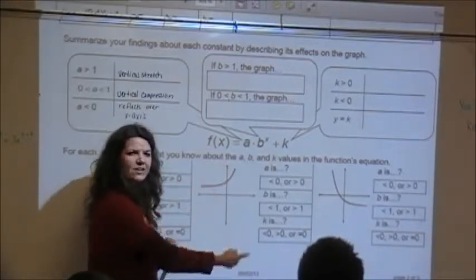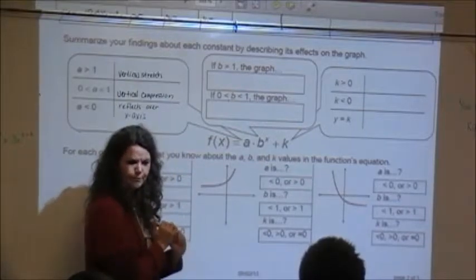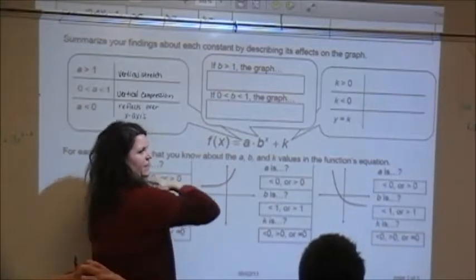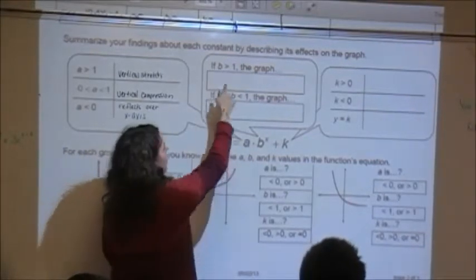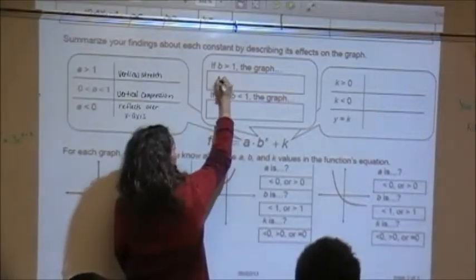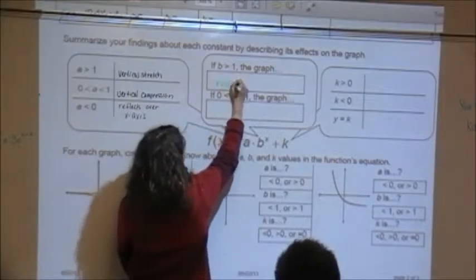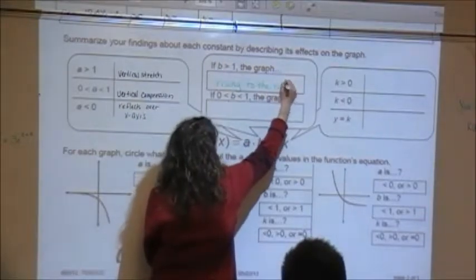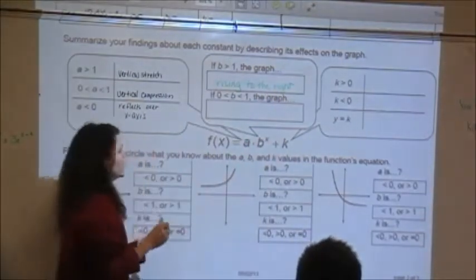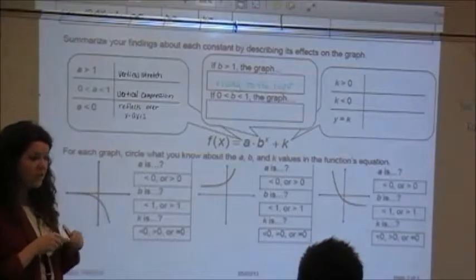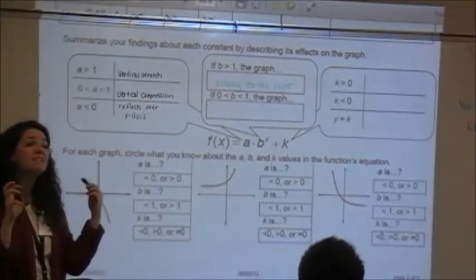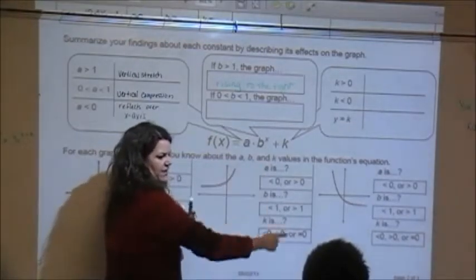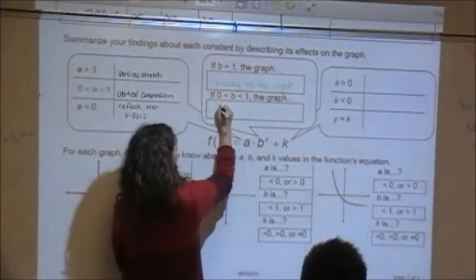Now if it's increasing on a table, what does that look like on a graph? It looks like this, right? Rising to the right. If it's linear, it'll be going straight up. So that's all that this means. If b is greater than 1, the graph is rising to the right. We talked about this part also on that Friday. If it's between 0 and 1, it's falling to the right. It's decreasing as you go down the table. So it's falling right.